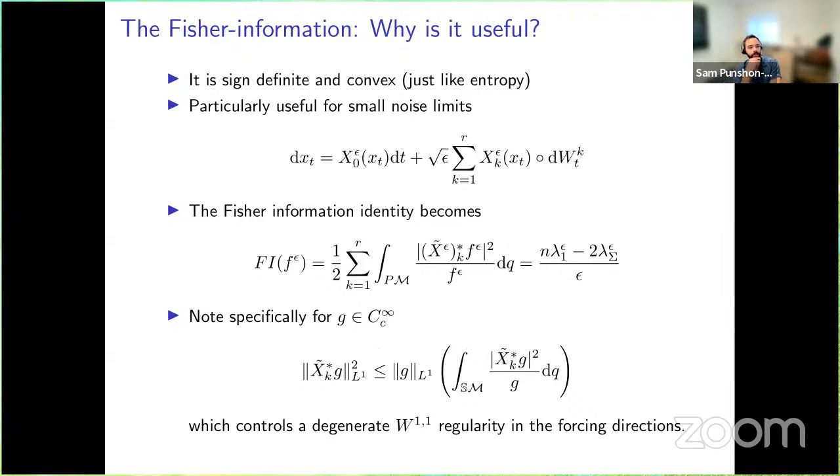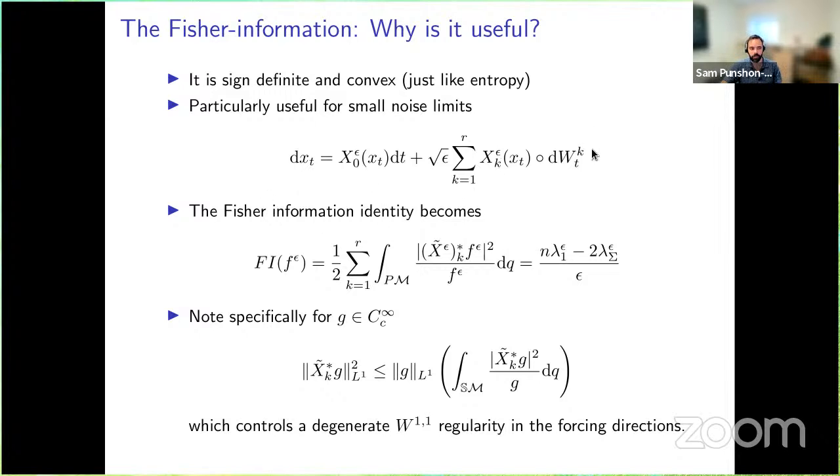Okay, I'm going to move on from some of this in the interest of time. So why is the Fisher information useful here? Well, as I mentioned, it's sign definite. It's also convex, which is particularly useful here, just like the entropy is. But it's especially useful for zero noise limits. So suppose I take my SDE like this, but I have this sort of square root of epsilon or some small parameter in front of the noise. And let me also parameterize the vector fields with some epsilon as well, just for fun.